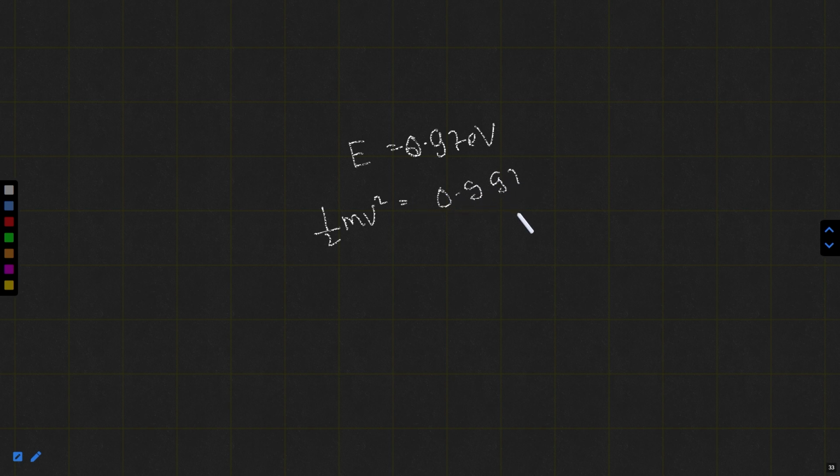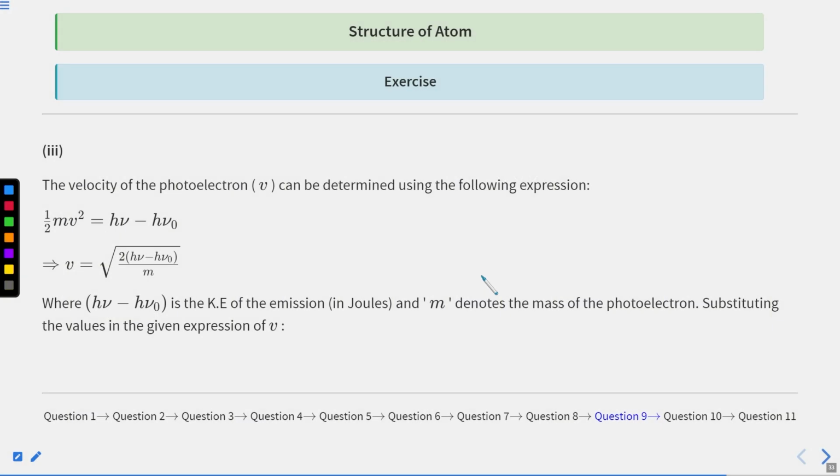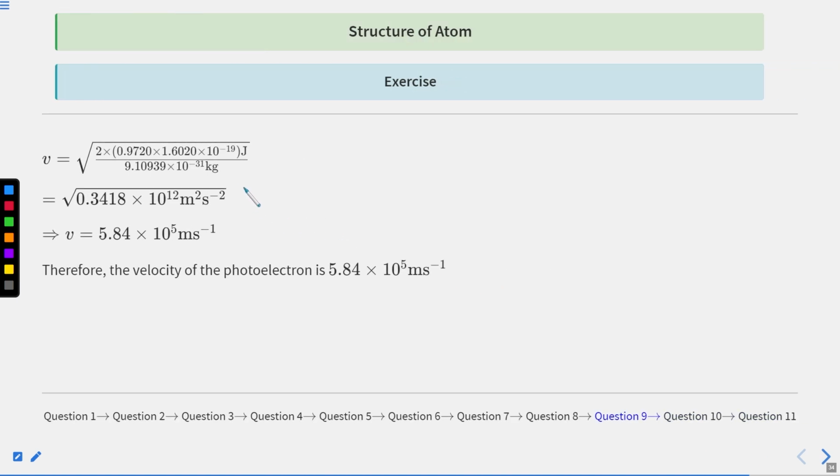So what will we do finally? We will just take this v here and put all the other values here. So that would give us v equals square root of energy multiplied by 2 divided by mass of electron. The mass of electron, we know it, 9.1 into 10 to the power minus 31. We have taken the joule value rather than the electron volt value. So we will get the final velocity as 5.844 into 10 to the power 5.